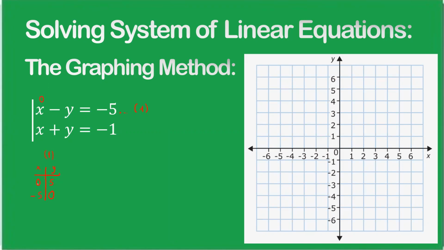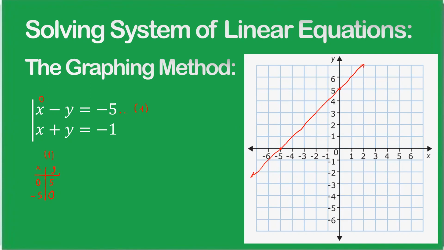Okay, let's draw this. (0, 5) is our y-intercept, and (minus 5, 0) becomes the x-intercept, and let's draw this graph. As you know, 2 points are enough to draw lines. Okay, this is going to be our first graph.